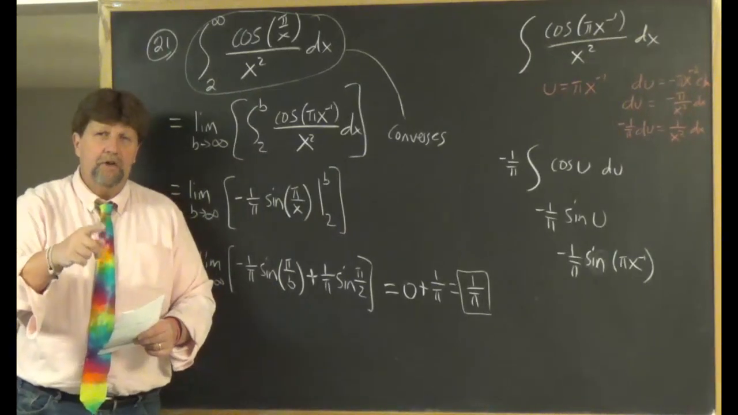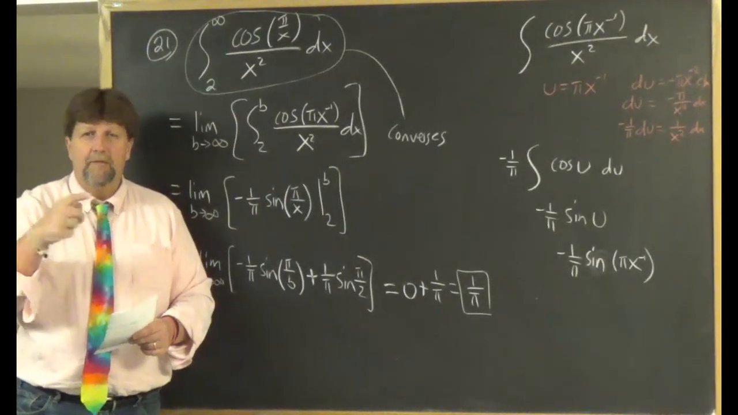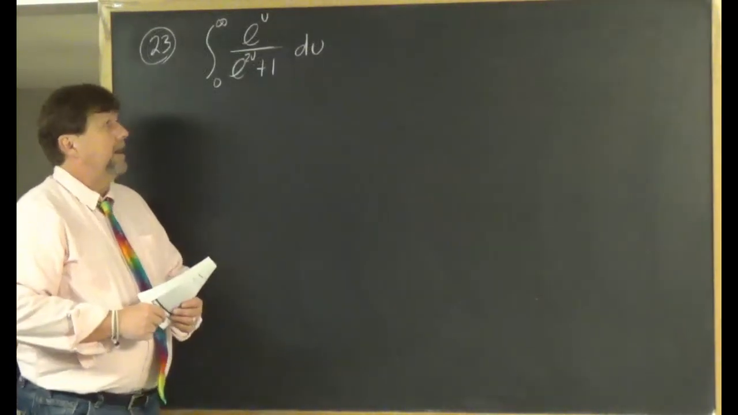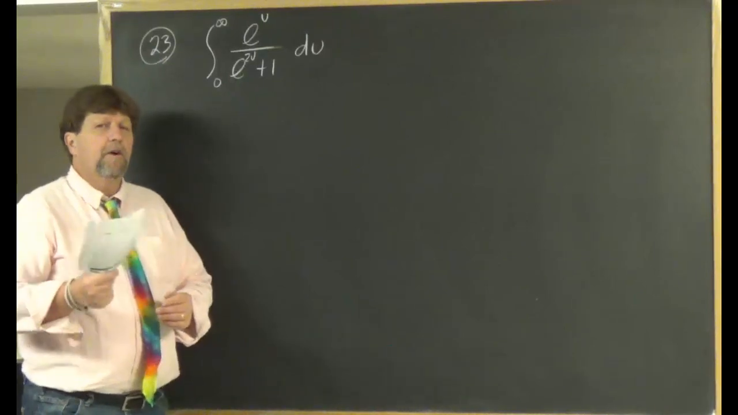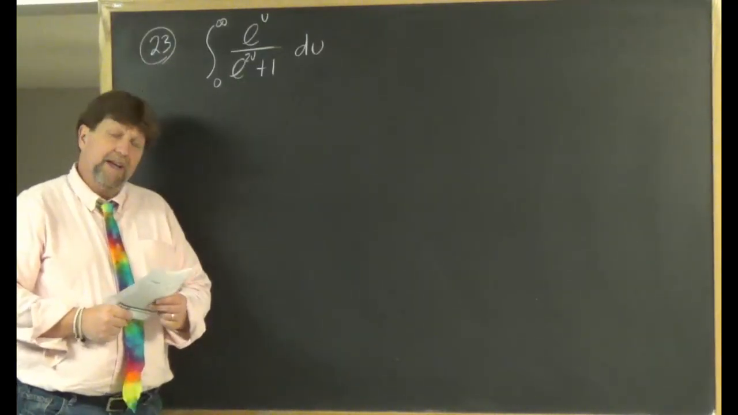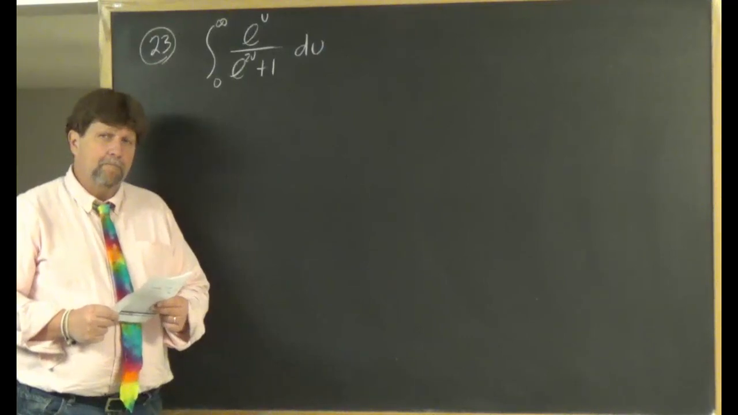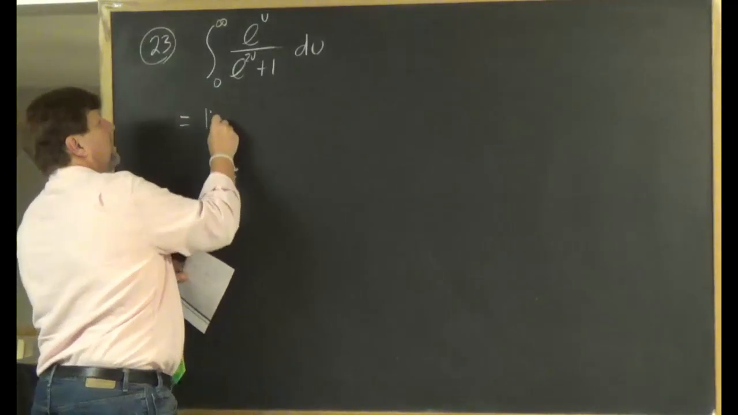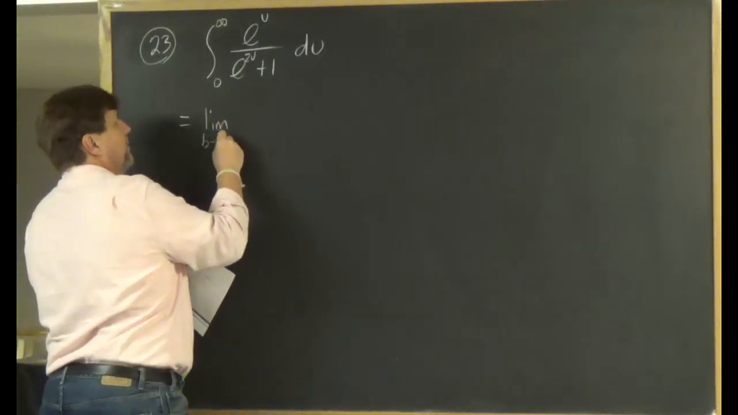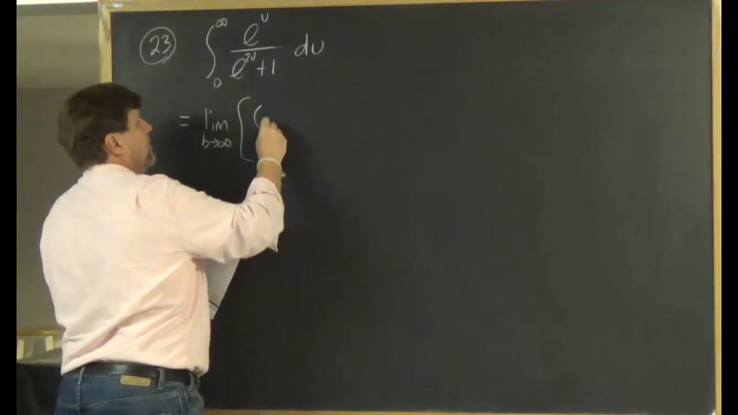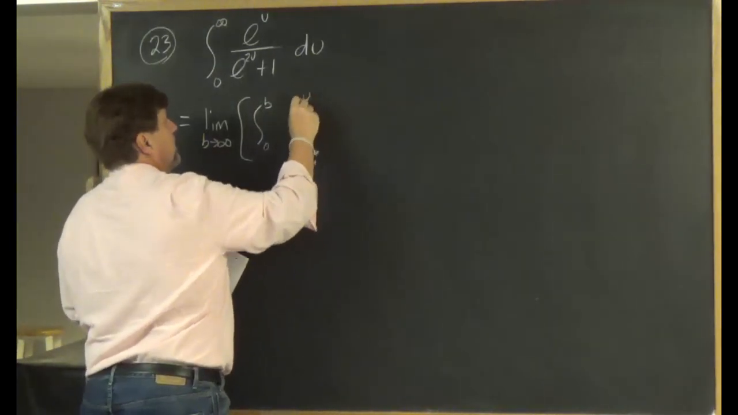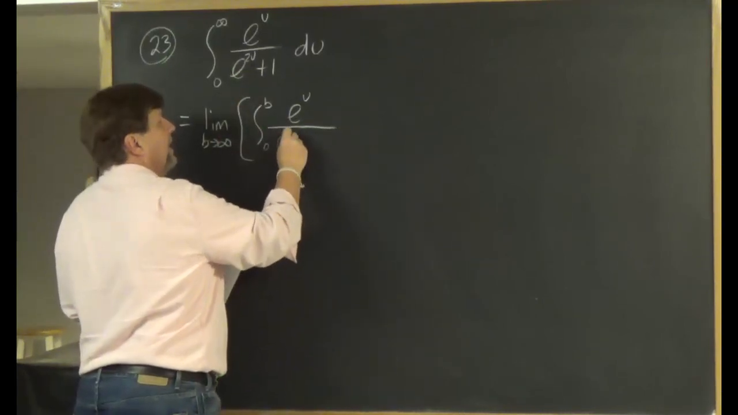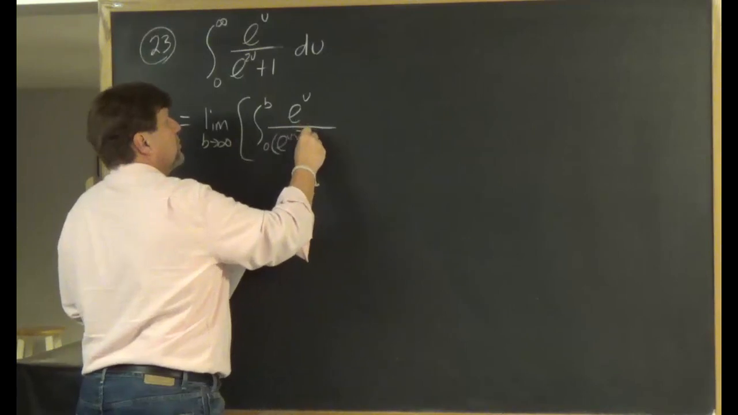All right, I asked you to do another one, number 23. So let me erase the board. I'll be right back, and we'll do number 23. All right, here at number 23, you're asked to integrate from 0 to infinity, e to the u over e to the 2u plus 1. Improper integral, can't do it, so I rewrite it as the limit as b goes to infinity of the integral from 0 to b, e to the u over, now this e to the 2u, I'm going to rewrite that as e to the u squared.